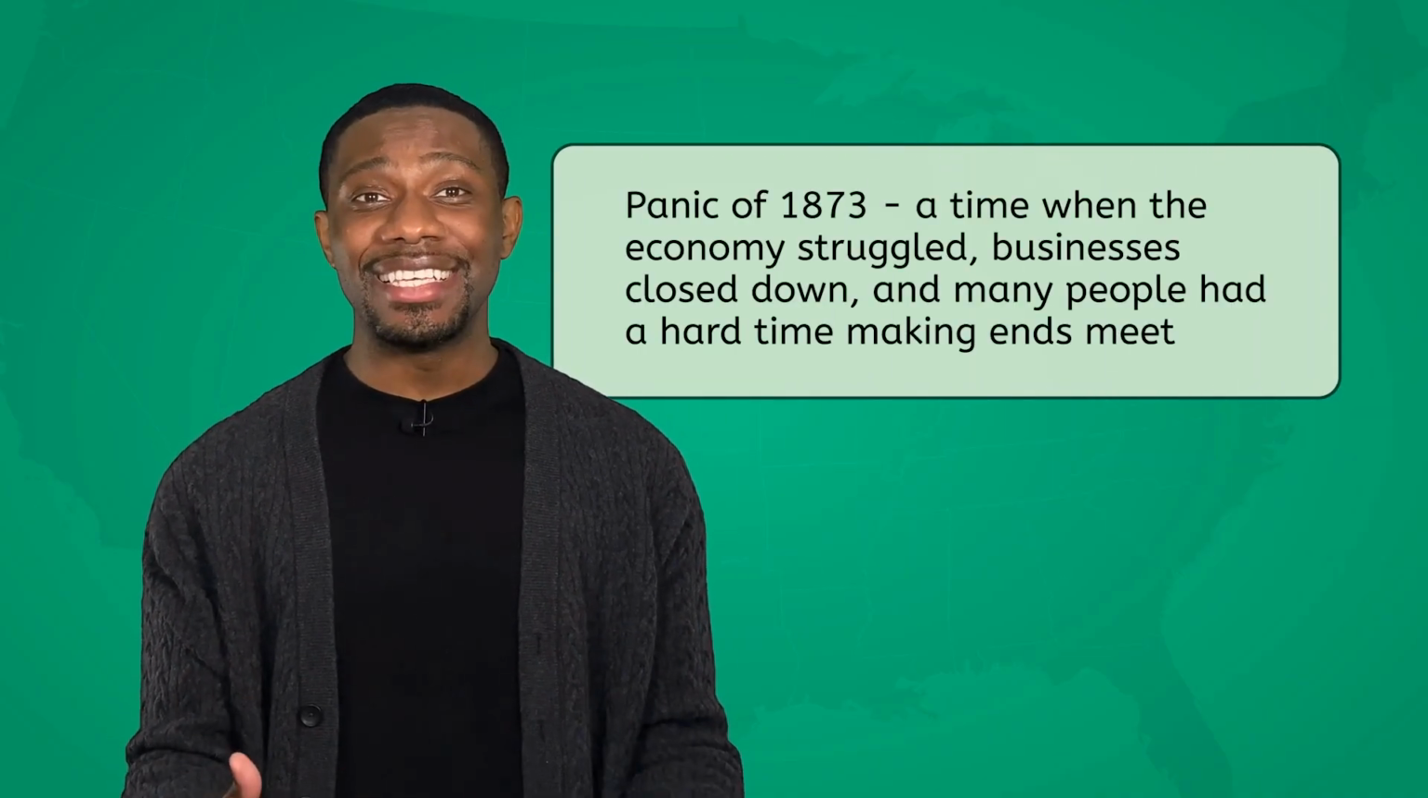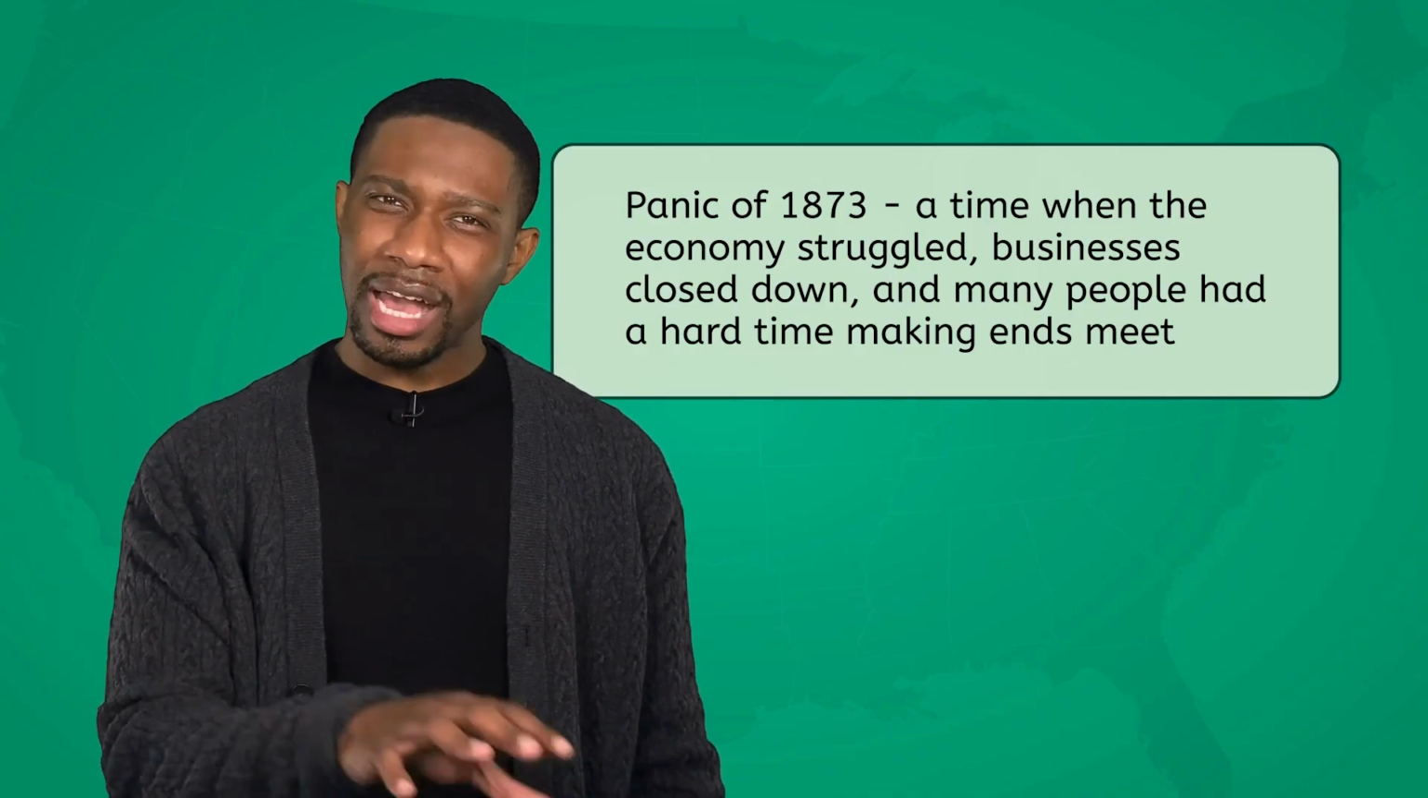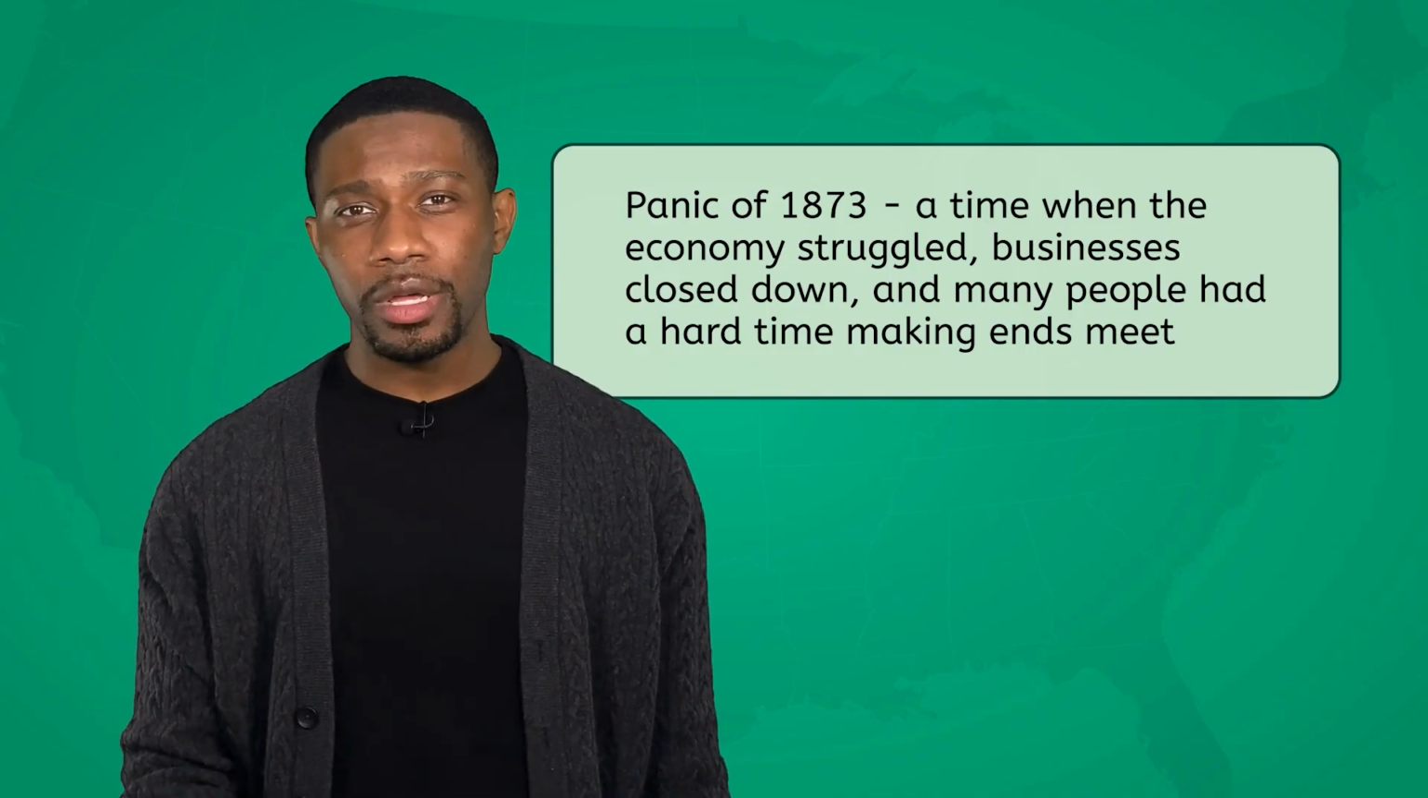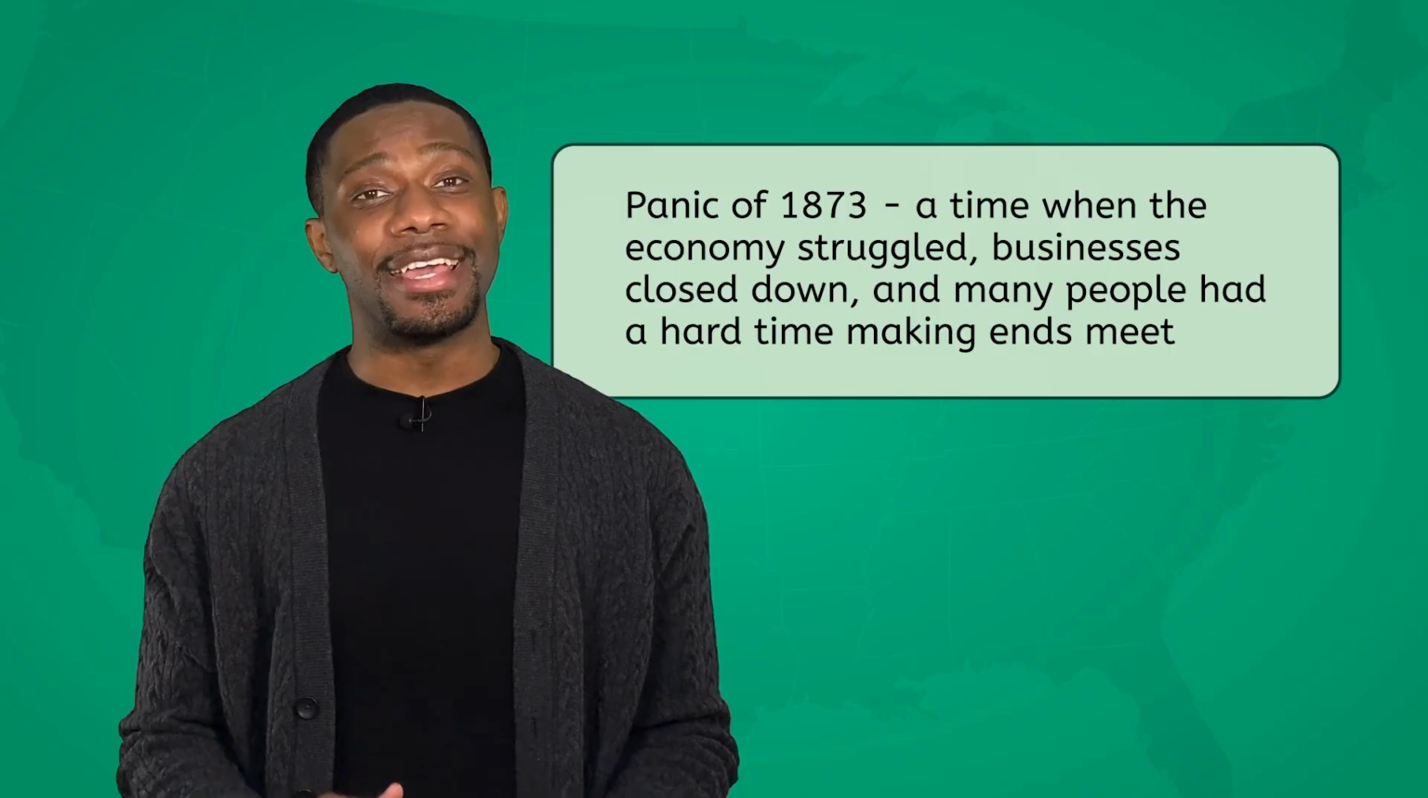Now, as the Reconstruction era continued, a variety of factors began to undermine the progress that had been made. By the end of President Grant's second term, the public had lost confidence in the government because of several scandals. Treasury Department officials, custom agents, and even postmasters were caught accepting bribes to help gold sellers and whiskey distributors avoid paying taxes. The scandals didn't just look bad, they led to the Panic of 1873, a time when the economy struggled, businesses closed down, and many people had a hard time making ends meet.